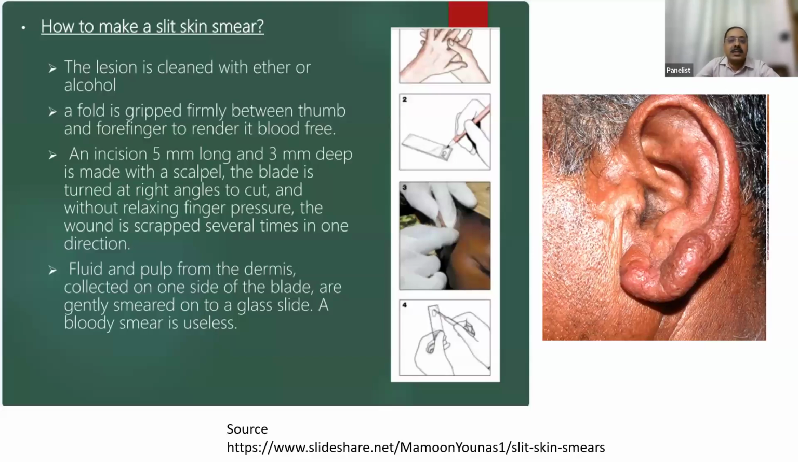The other one in Hansen's is a slit skin smear. Here, the earlobe is a common site of infiltration in the lepromatous spectrum. That is why we do it here. So an incision is made on the earlobe, a linear incision.